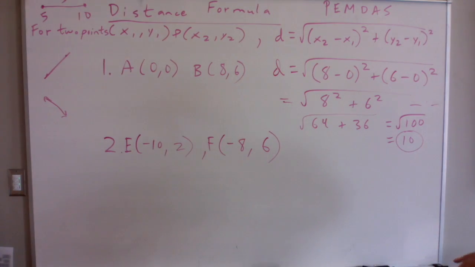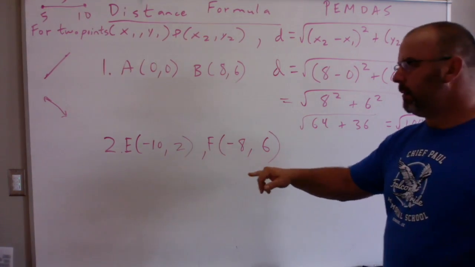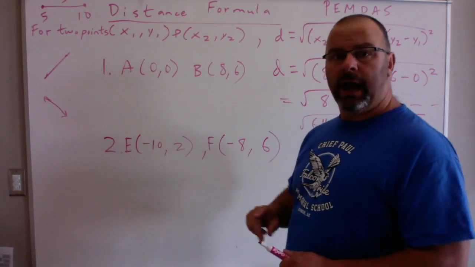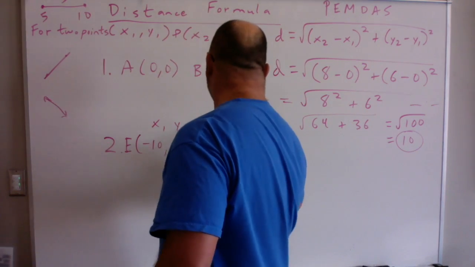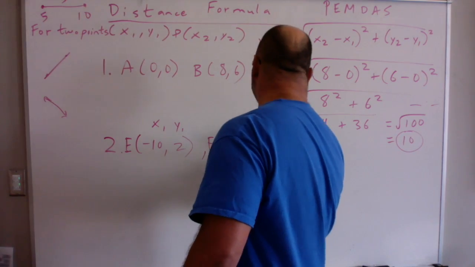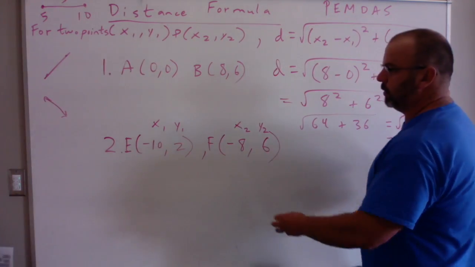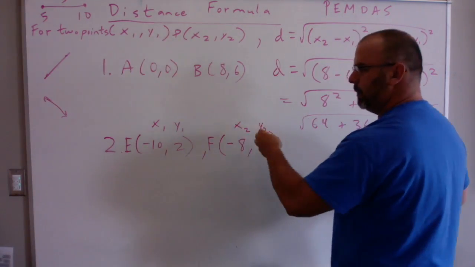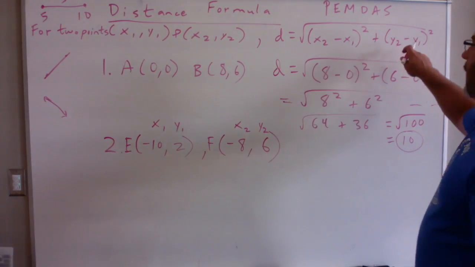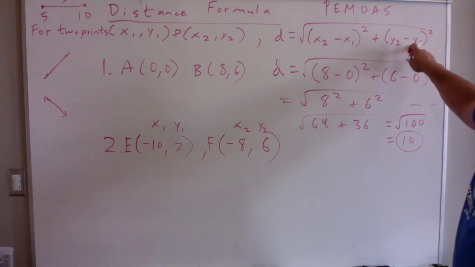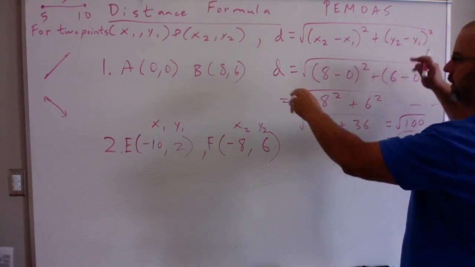What about the second one? Now we have some negative numbers in here. I'm going to label these. I'm going to make this one x1, y1, this one x2, y2, and that kind of makes it simpler than looking up here. So I'm going to label my points. This is the first point, this is the second point.